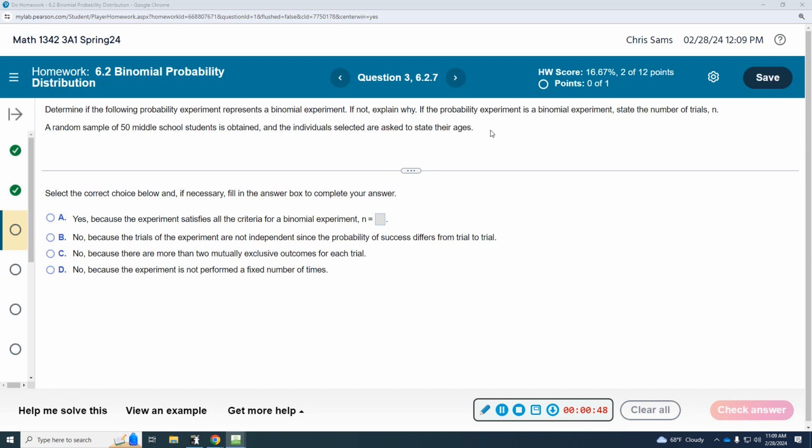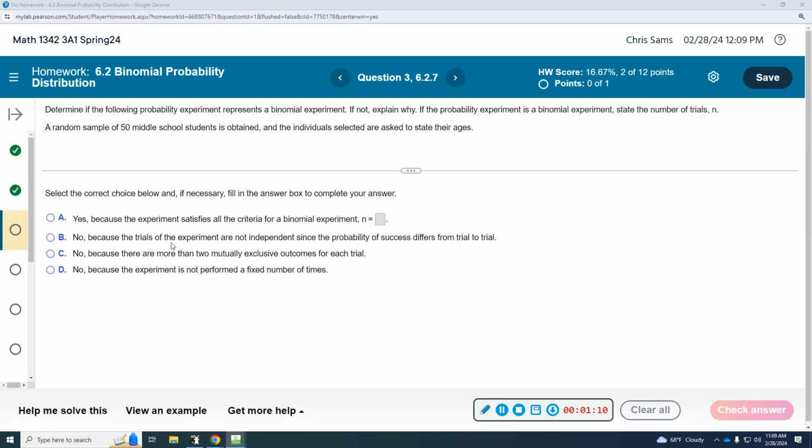So because we have a fixed number of trials, we got 50. Each of these students are going to be independent. It's random, so they're going to be independent. One is not going to affect the other. So we have a fixed number of trials. We have independent. We don't have success or failure, so this will not be binomial.